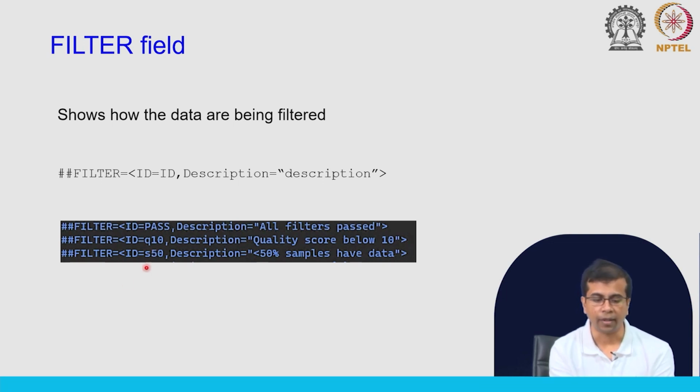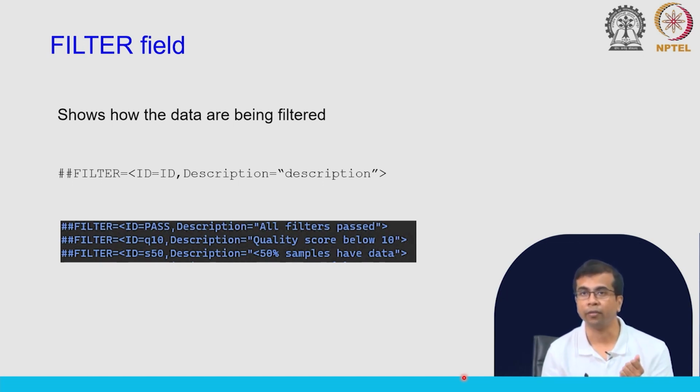Similarly, we have this filter ID as S50. The description is less than 50% of samples have data. Again, you can set these different filters, and for different types of analysis you can have different types of filters being set, and all those will be described in the meta-information lines. As you can see, this VCF file can vary from one analysis to another, depending on the types of filters, depending on the INFO that are given.